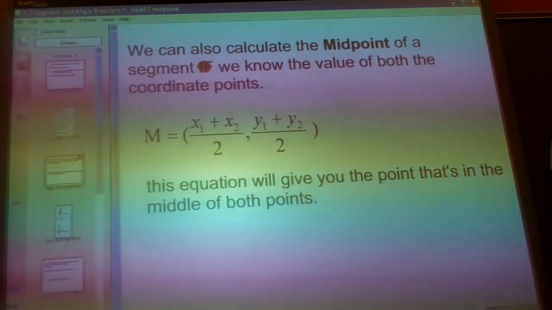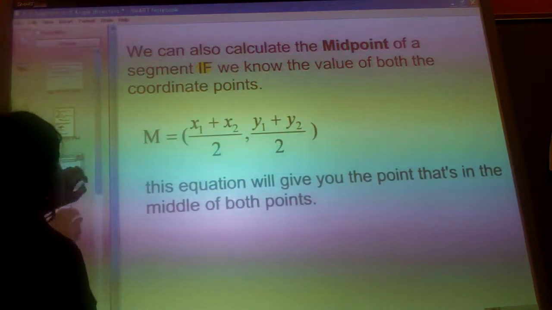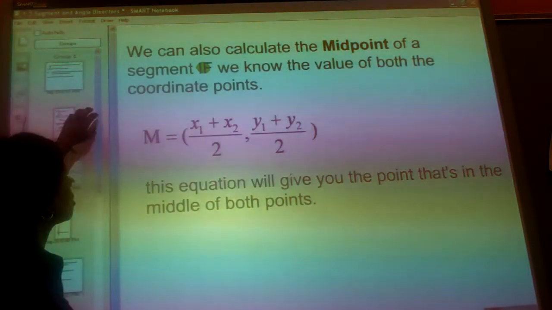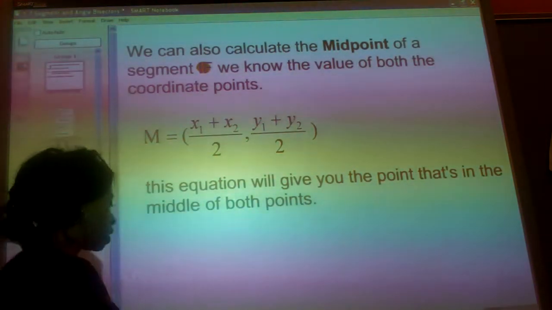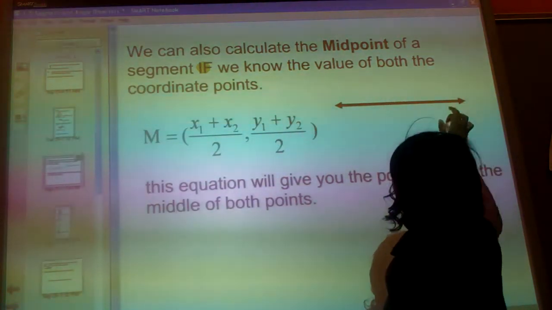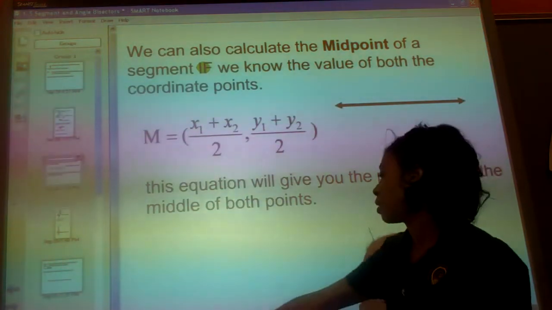This is chapter 1-5, notes continued. You can copy your notes from 1-5, calculating the midpoint equation. Okay, so we've looked at segments or lines. I should say segment, excuse me.